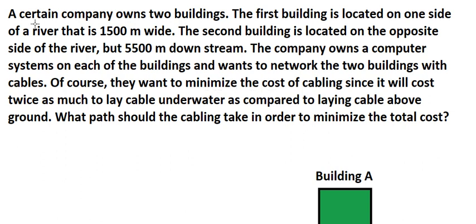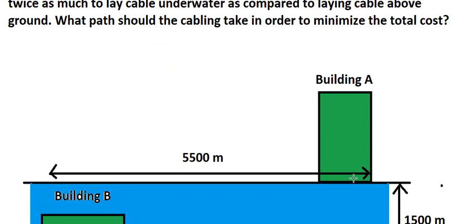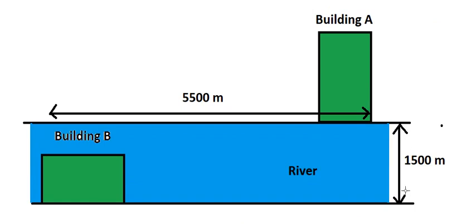Today I want to show you how to minimize the cost. We know that the company has two buildings. The first building is located on one side of the river, and the river is about 1500 meters wide. The second building is located on the opposite side of the river, and the distance from here to here is about 5500 meters.